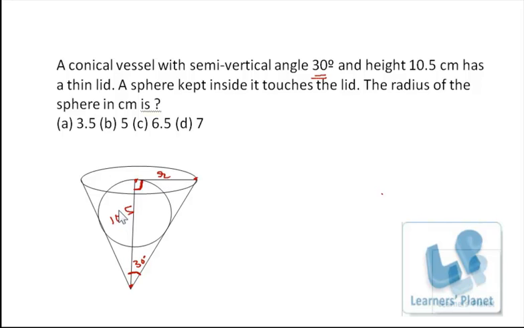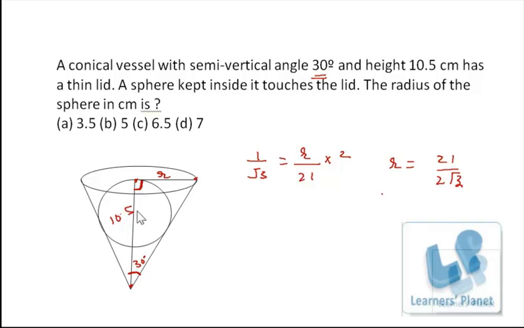Okay, now the relationship between these two, r and 10.5. This is perpendicular and this is base. So the relationship between this and this will be given by tan theta, right? So here theta is 30 degree. So tan 30 degree, 1 by root 3, is r upon 10.5, that can be written as 21 by 2, right? So that gives us r as 21 by 2 root 3. Okay, so this length is 21 by 2 root 3.